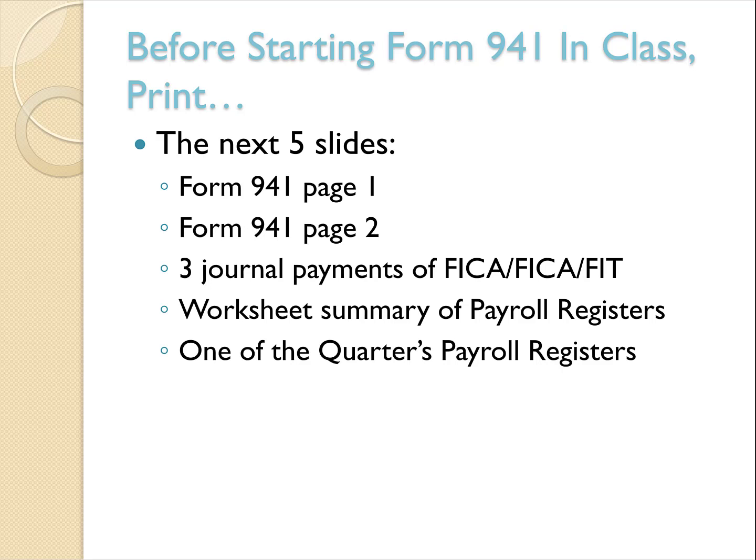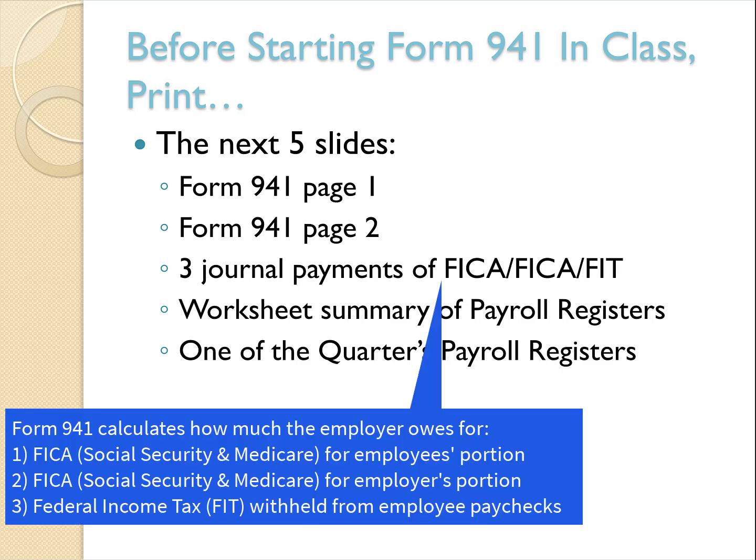In class, we're going to get practice filling out Form 941, the employer's quarterly federal tax return. It calculates how much OASDI, which is Social Security, how much Medicare, and how much federal income tax the company needs to pay to the federal government. On the next 5 slides in class, we're going to print these out so we can fill it out as we go along. So we're going to have Form 941, pages 1 and 2.